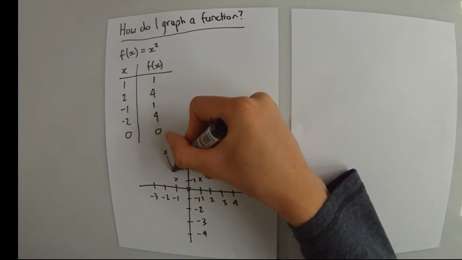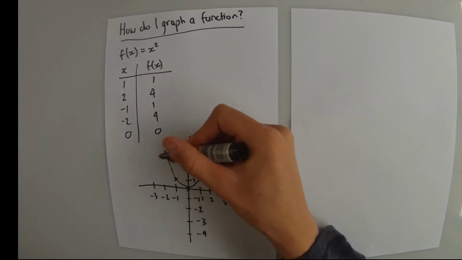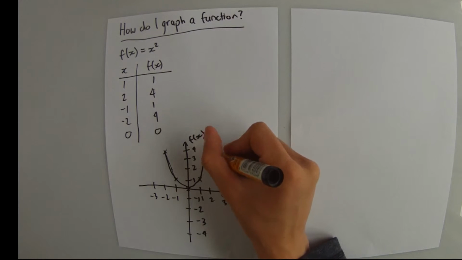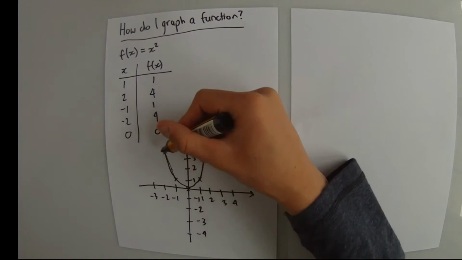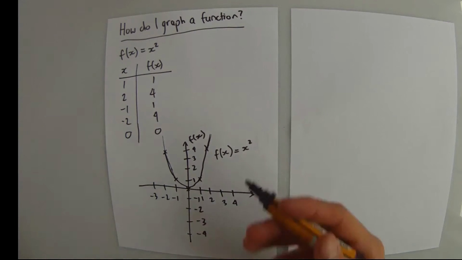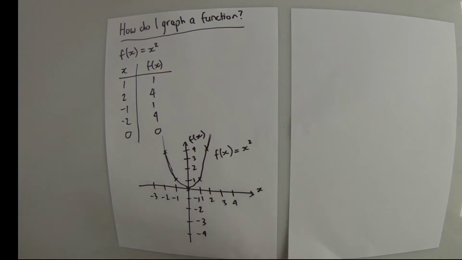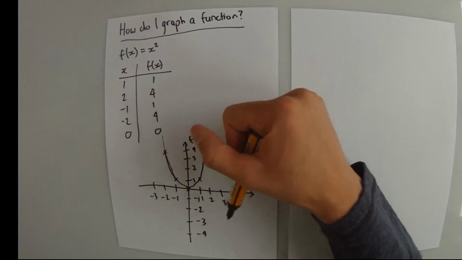If we sketch a nice little curve between them, this is the graph of f of x is equal to x squared. The graph continues on up and everything, but we only wanted to look at these bits from x is equal to negative 2 to x is equal to 2.